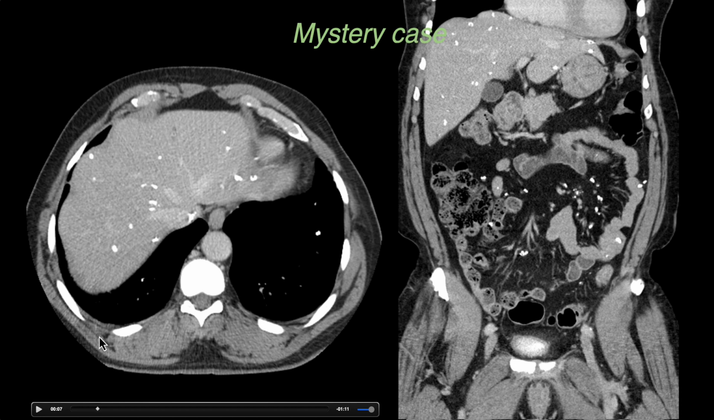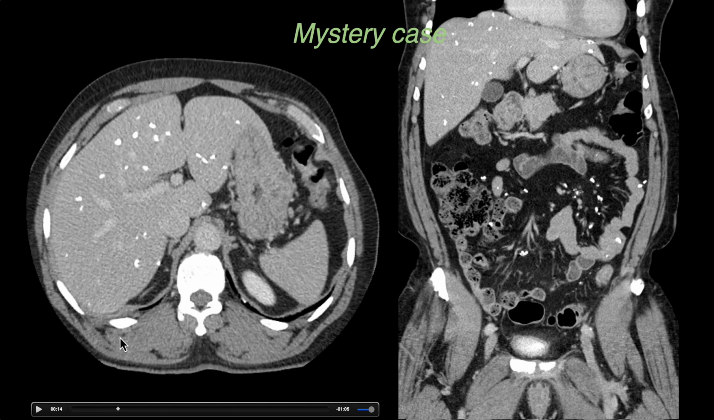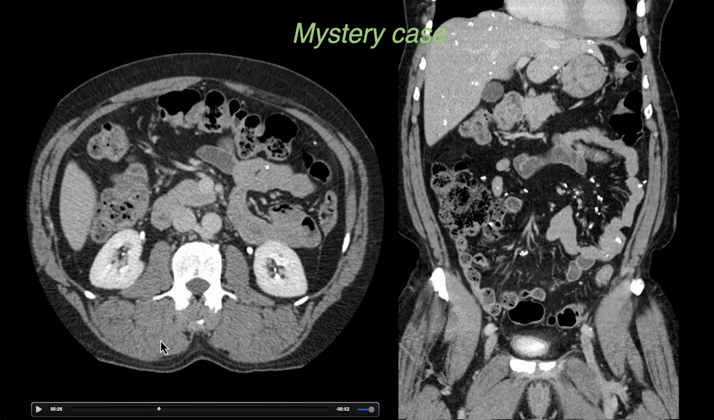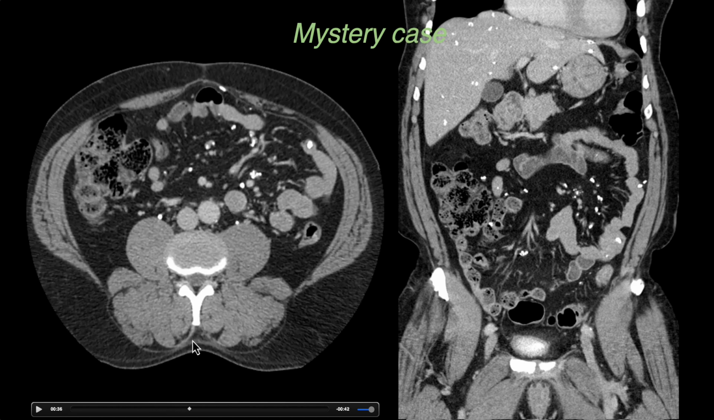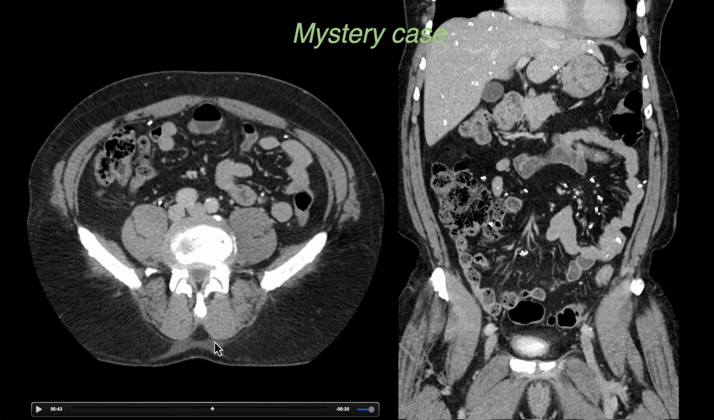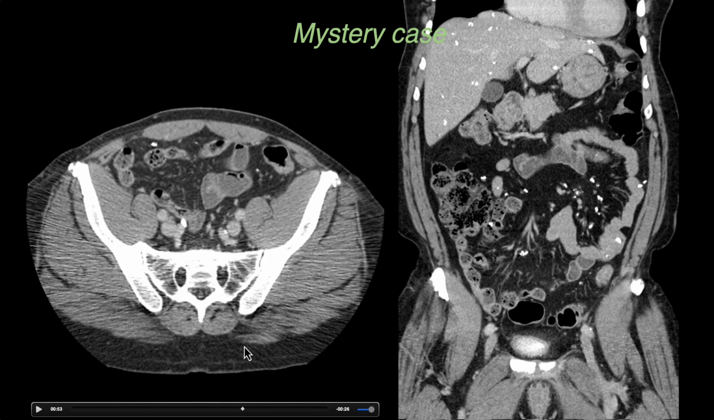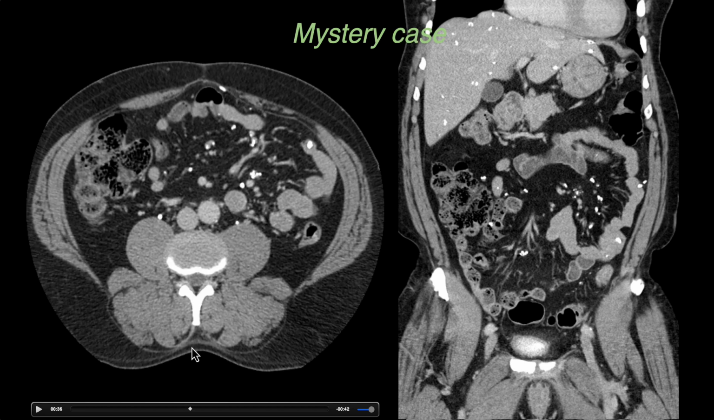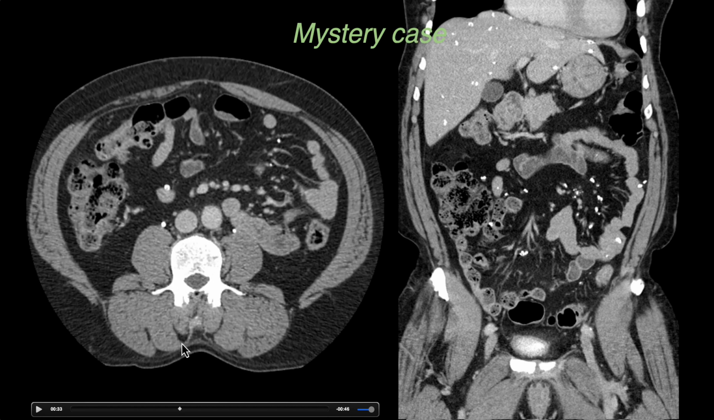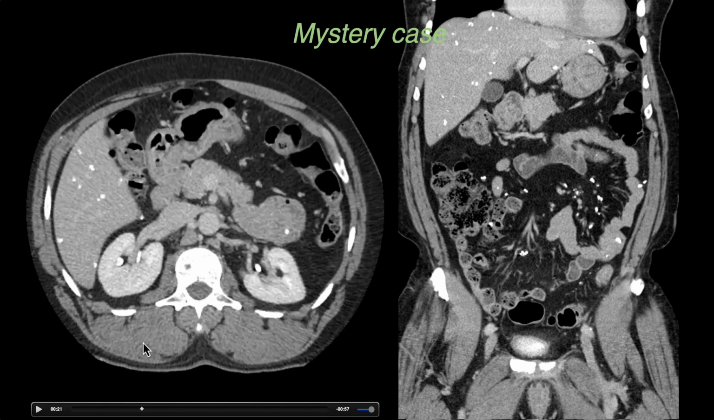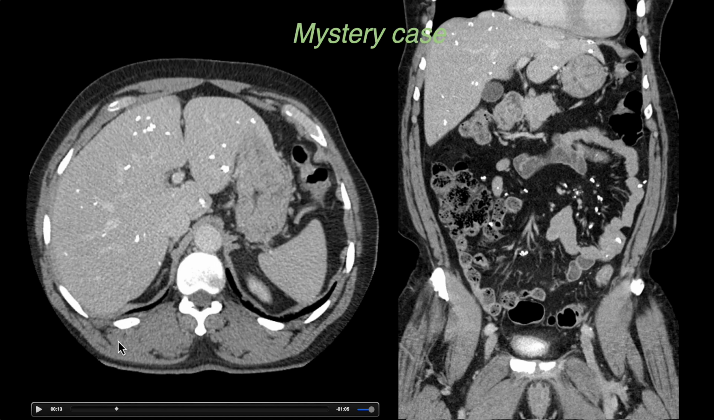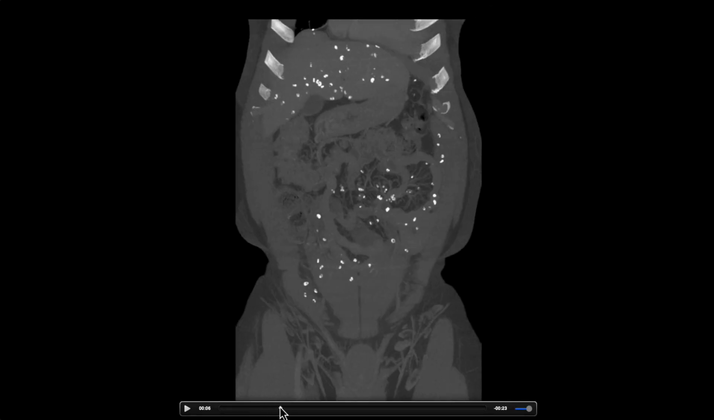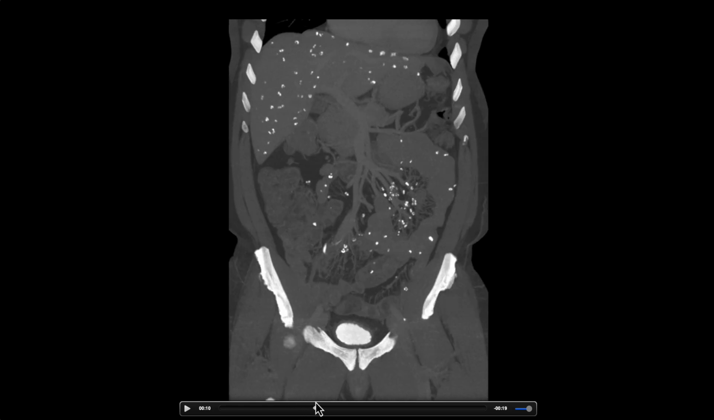And now, for the moment that we've all been waiting for, we are now going to discuss the mystery case. And for this mystery case, let's consider a patient here from West Africa who underwent a CT urography and has numerous calcifications that need an explanation. There are calcifications throughout the peritoneal cavity involving multiple loops of large and small bowel, and also throughout the liver.